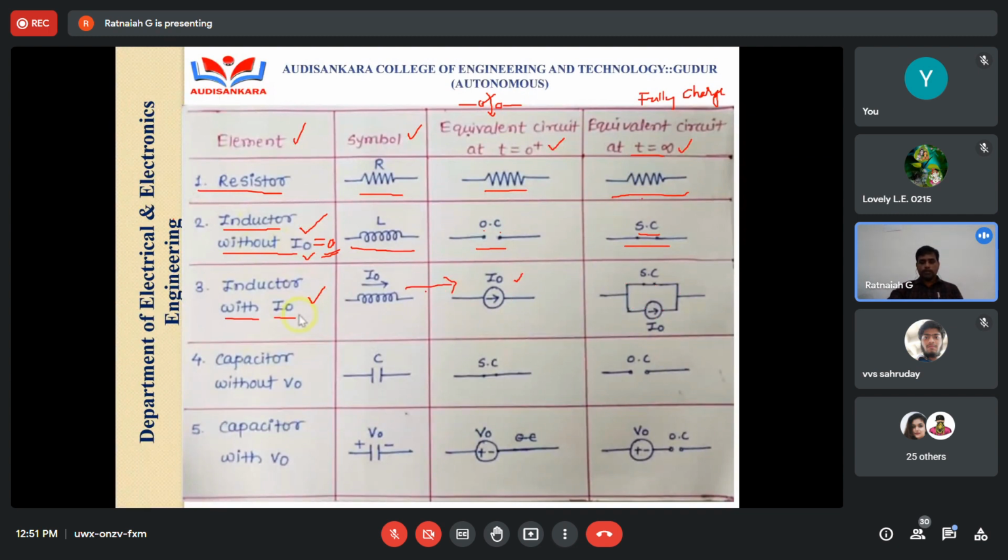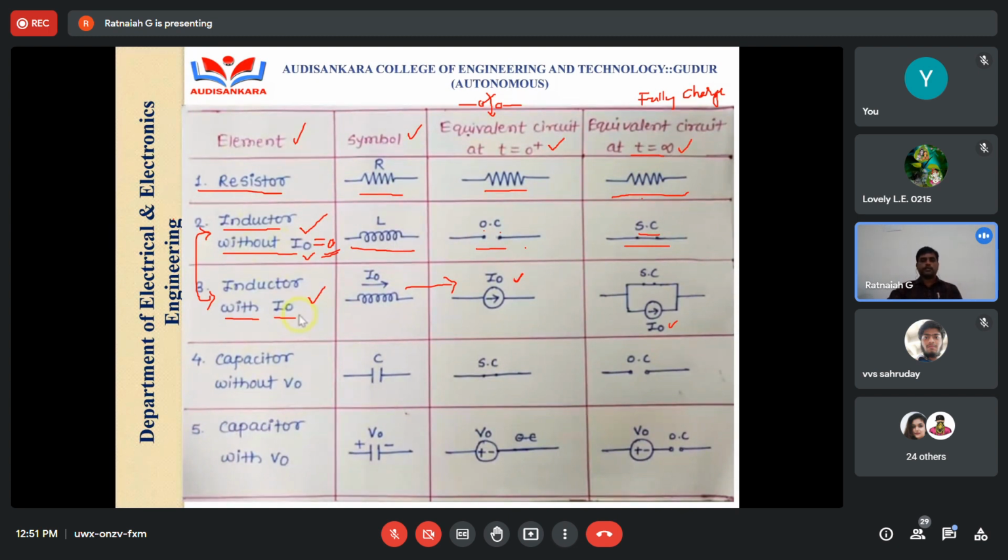That means, suppose your mobile phone has 5% charging, at that time the inductor can be replaced by 5%. Then at steady state, the inductor can be replaced by a short circuit, in series with the initial current of 5 amperes. So this is the difference between the case without initial current and with initial current. You have to remember both conditions, in both cases, how the inductor can be replaced at t equal to 0 plus and at t equal to infinity.